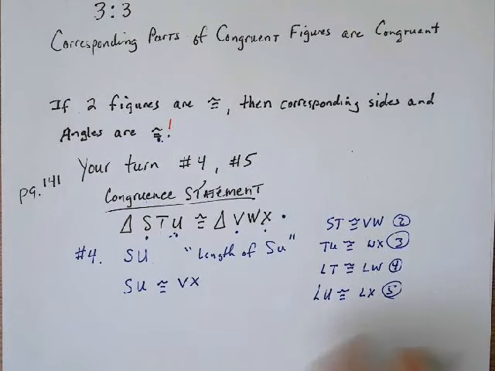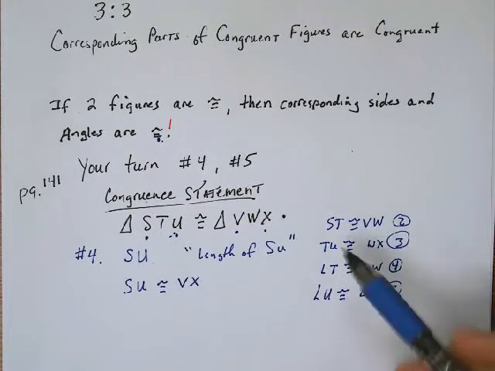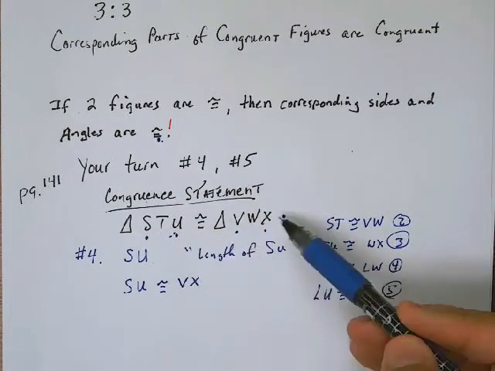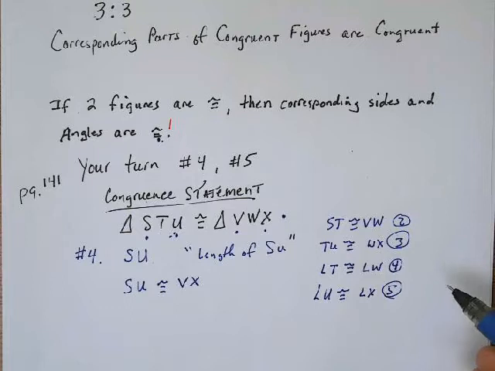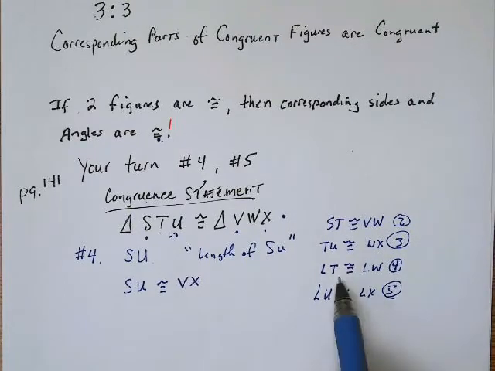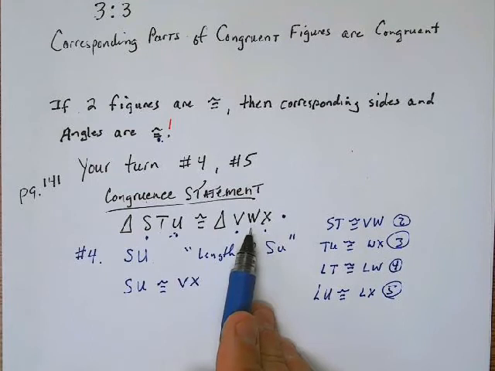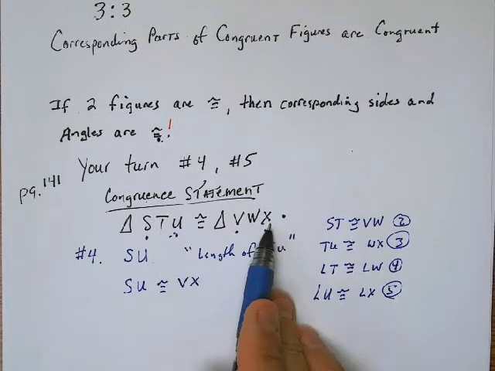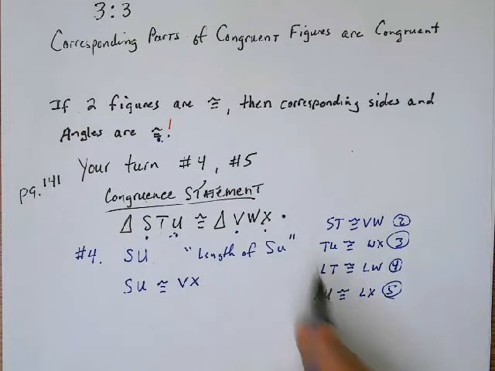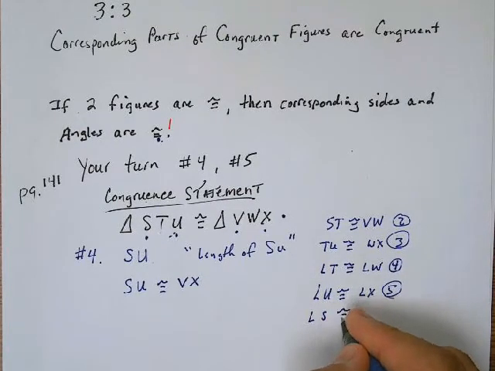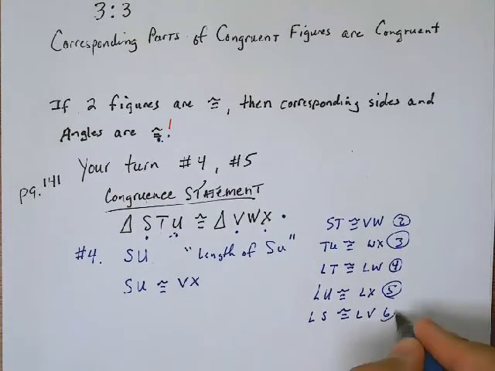Then we've got one more. Last one. Which one's not named? They've said T and W, and U and X. Which one's left? They've already told me that T is congruent to W, and U is congruent to X. What has not been said? Yep. Angle S is congruent to angle V. Does everybody see the 6 parts? Okay. Now that we know that, we're going to use that pretty much all year. Corresponding parts of congruent figures are congruent.